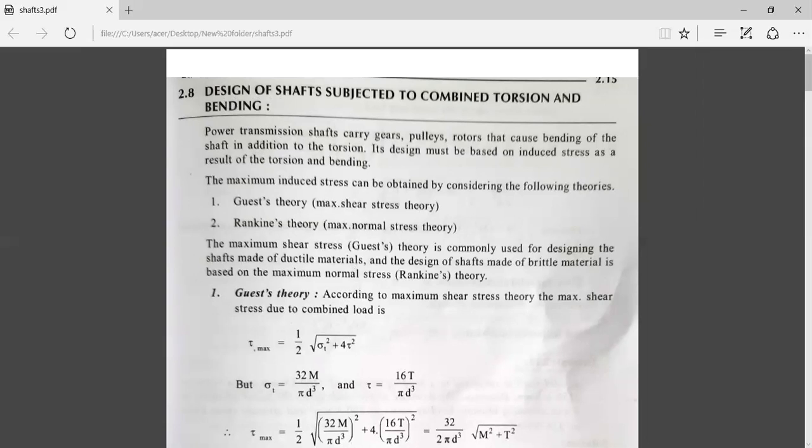Power transmission shafts carry gears, pulleys, rotors. That causes bending of the shaft in addition to the torsion. I have already told you that. This carrying of gears, pulleys, rotors on the shaft produces the bending effect. Already it is a rotating part, so it is also subject to torsion. So these loads, bending and torsion, are acting on the shaft, and its design must be based on the induced stress as a result of the torsion and bending.